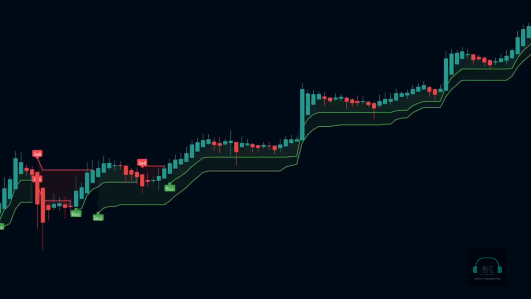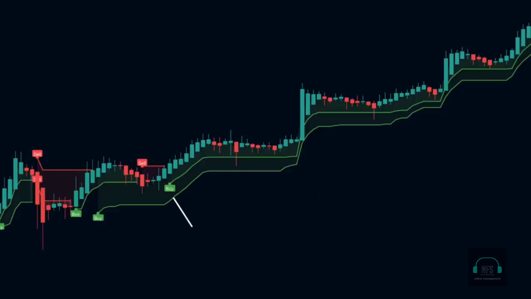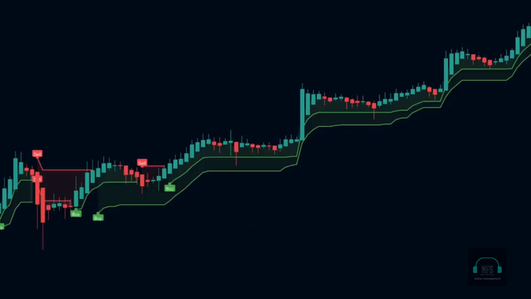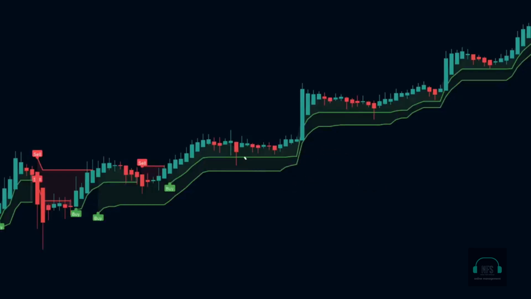In this trading system, we are using only two indicators. Both of them are SuperTrend indicators with different settings. On the first SuperTrend, we will set the period to 14 and keep the multiplier to 2. And on the second SuperTrend, we will keep the period to 21 and the multiplier to 1. This gives us a short-term and long-term SuperTrend. And of course, we will choose the Heikin Ashi charts instead of candlestick charts.